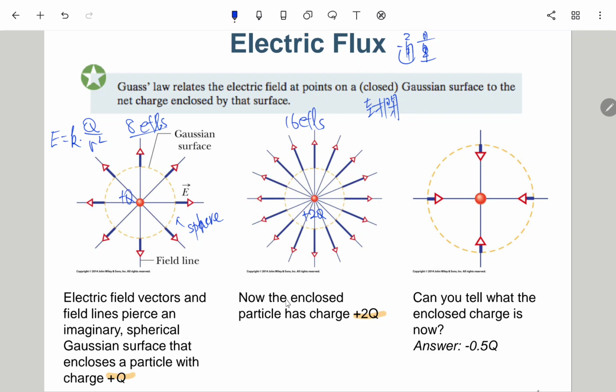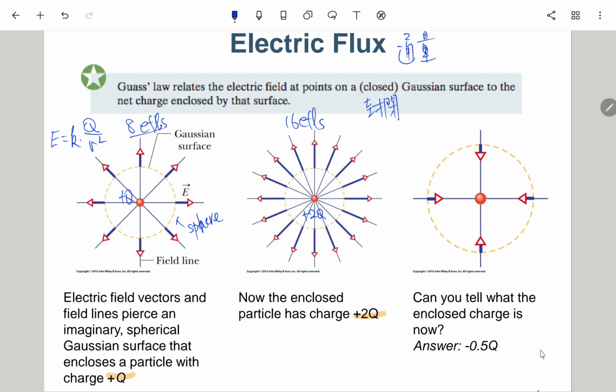Okay, as the charge is 2 times larger, there should be 2 times as many electric field lines going through. It's according to the assumption for the electric field line, which means that if the E field is stronger in magnitude, then the E field lines should be denser. So in such a way we have more lines going through this imaginary circle.